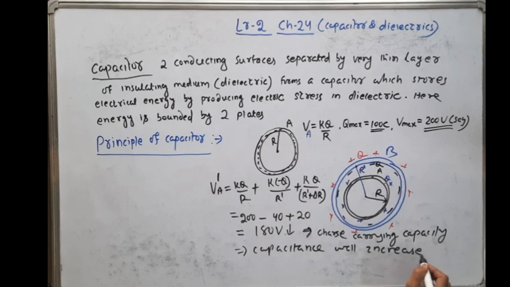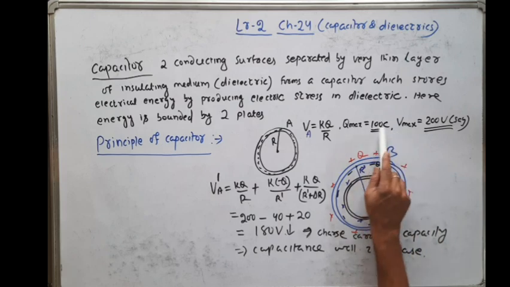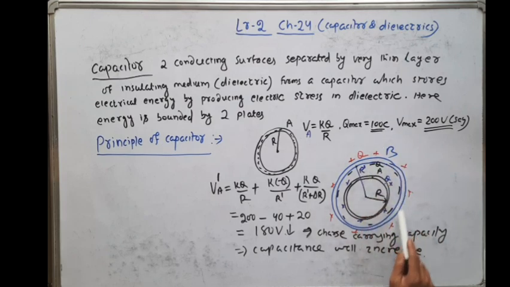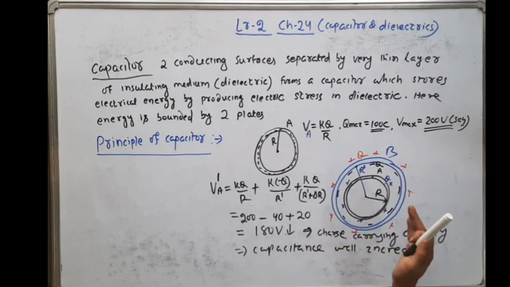So this is the principle of a capacitor. That means in a single conductor, the maximum voltage was 200, maximum charge was 100. By introducing a second plate nearer to the first plate, the potential of A now decreased to 180 volt. So we can go from 180 volt to 200 volt. If we increase the voltage, we can add extra charge. So the charge carrying capacity of this arrangement will increase. That means capacitance will increase.